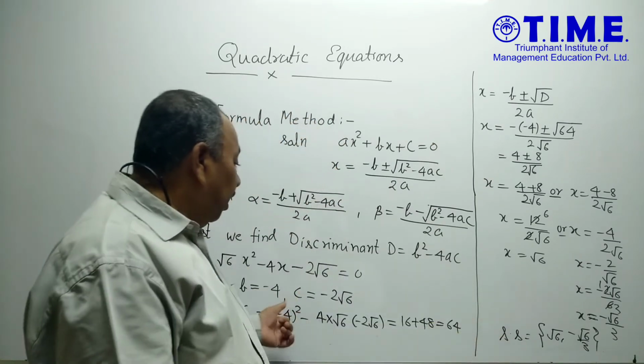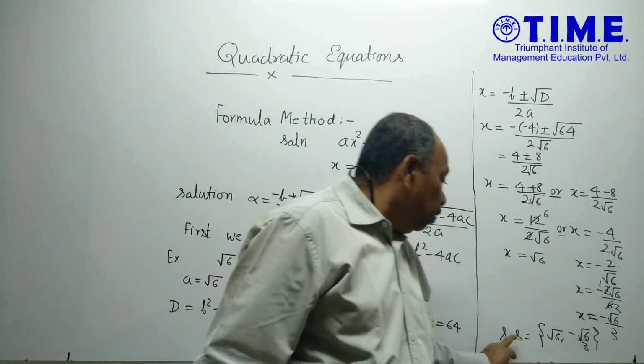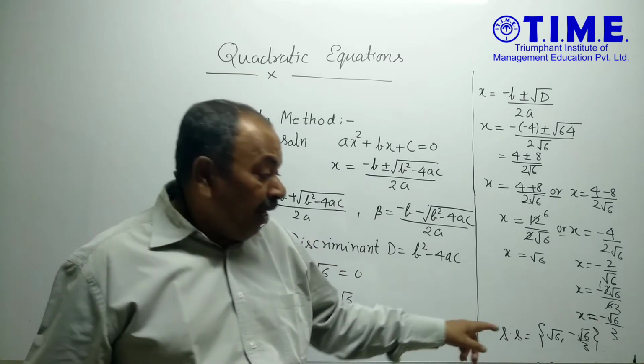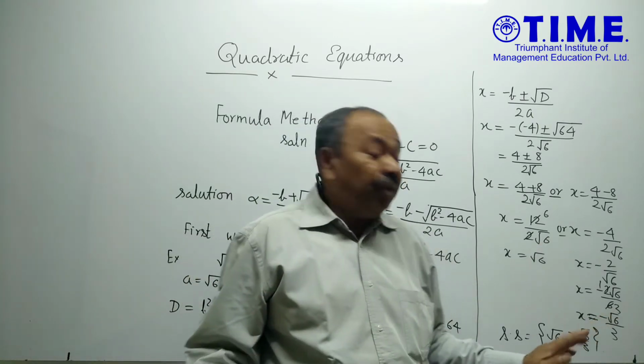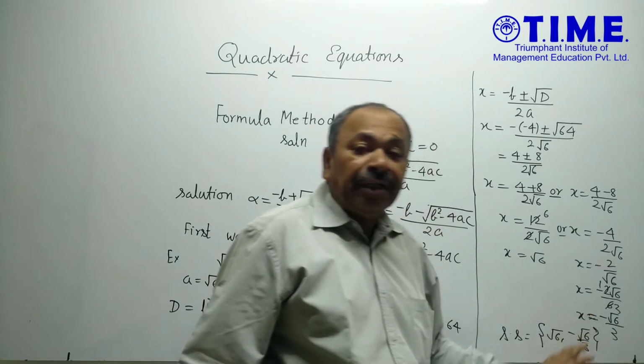Alpha and beta we are getting. Alpha is what? Root 6. Beta is what? Minus root 6 upon 3. So the solution set of this equation we write in the form of a set, always in set form. What is the solution? Root 6 comma minus root 6 upon 3.